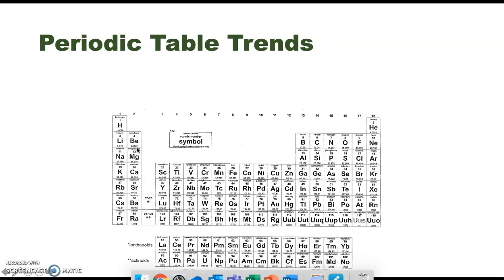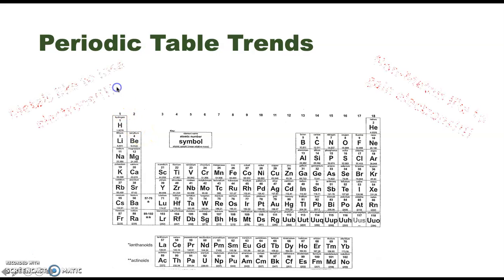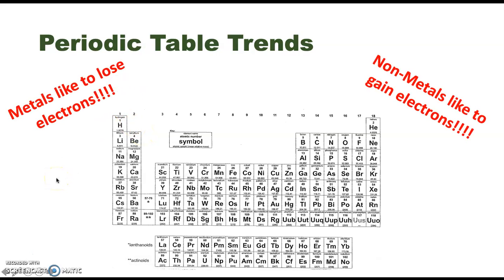But before we start, I want you to write this down, just remember this. A lot of the trends for reactivity, or the reasons behind them, have to do with the fact that metals like to lose electrons, non-metals like to gain electrons. So before I even go into the trends, I want you to know these two things and keep in mind that the trends for metals and non-metals are opposite because they like to do opposite things. Metals like to lose, non-metals like to gain.